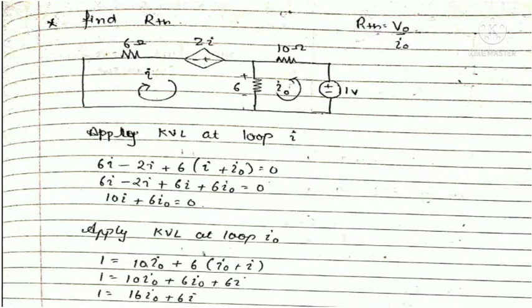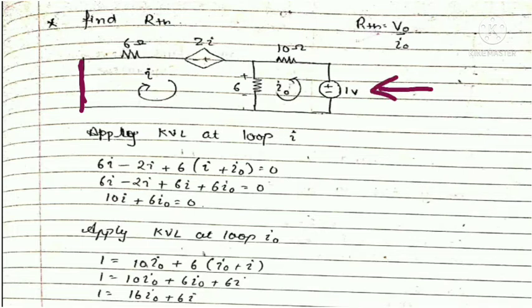The second step is to find the RTH. To find the RTH, we have to remove the independent voltage source and put a short circuit in its place. If there is a voltage source, we will short it. If there is a current source, we will open the terminal. The dependent source will remain as it is, whether it is a current controlled voltage source or any dependent voltage source, it will be present in this circuit. Now we have to find the RTH across the open terminal.